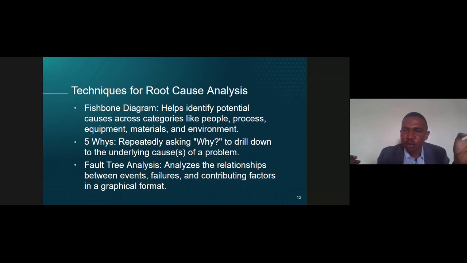How about the 5 why? What it does is that it helps you to go down and ask questions: what happened? Why did it happen? The 5 whys come into play to identify the cause of a problem. And the fault tree analysis analyzes the relationship between events, failures, and the contributing factors in a graphical format. So these are things that we can actually employ.